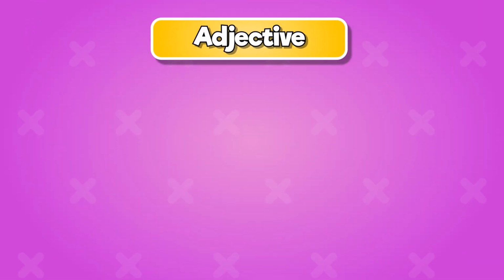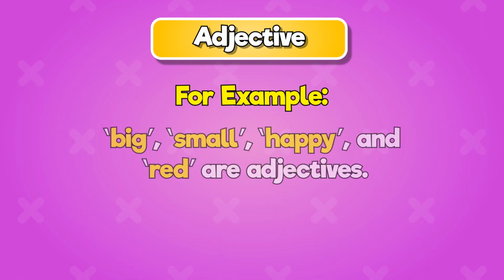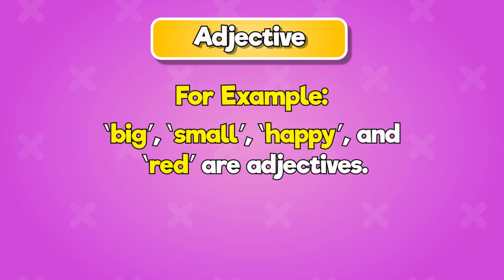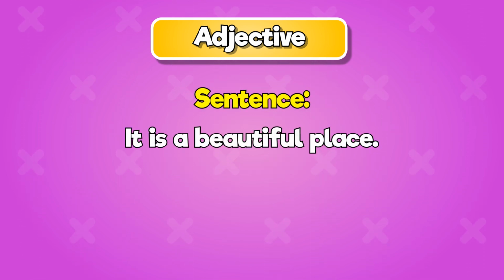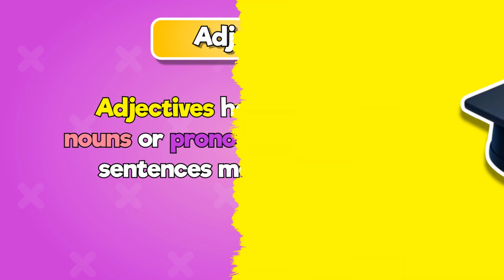Next, we have adjectives. An adjective modifies or describes a noun or pronoun. For example, big, small, happy, and red are adjectives. Example sentence: it is a beautiful place. Here, the adjective in the sentence is beautiful. Remember, adjectives help us describe nouns or pronouns and make our sentences more interesting.